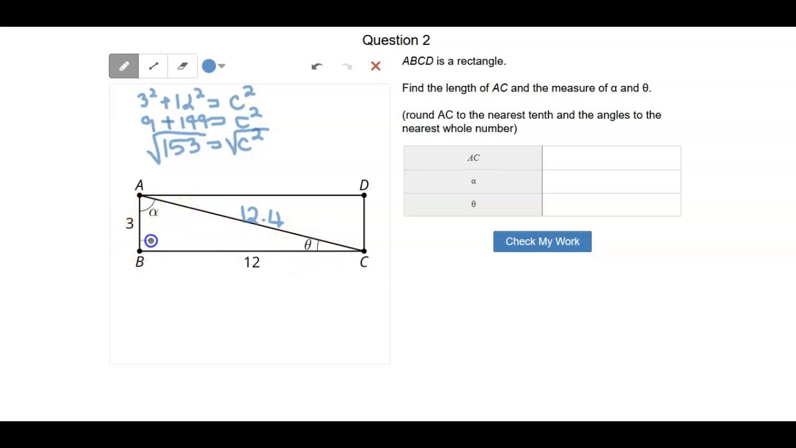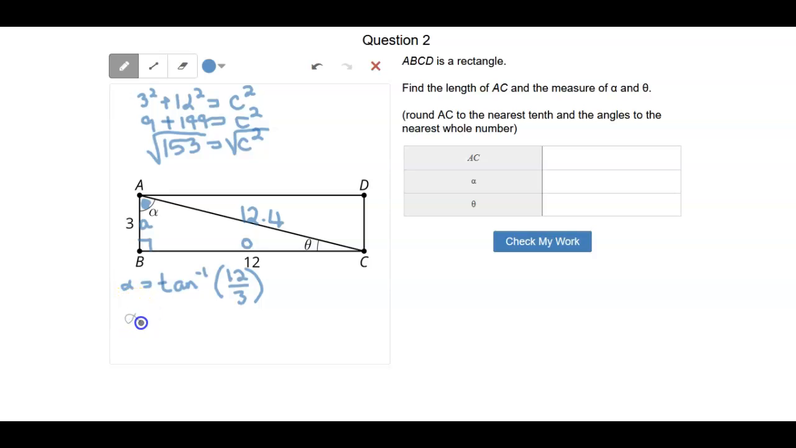Because this is a rectangle, we know that this is a right triangle, which is why I was able to use the Pythagorean theorem for this. So we can use inverse trig functions to figure out these angles. So if we want to find alpha first, then that means that this is the opposite and this is the adjacent. So for alpha, we would do the inverse tangent, because that's the one that uses the opposite and the adjacent, and we just put 12 over 3, which is actually just 4.